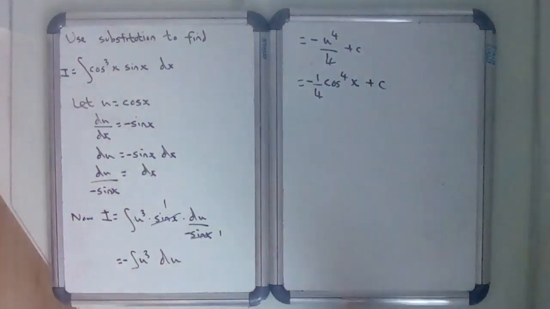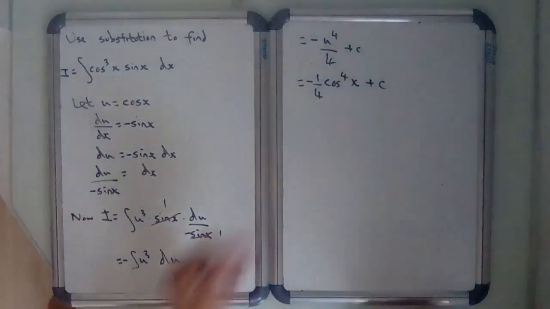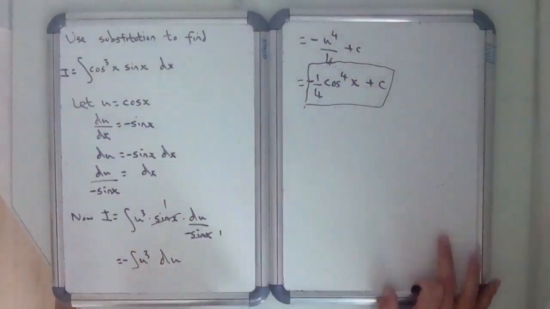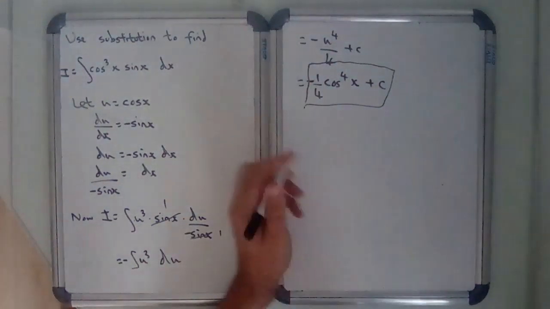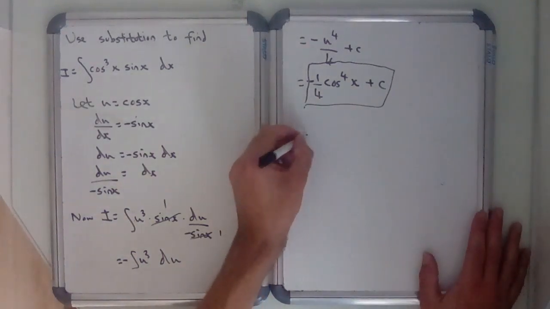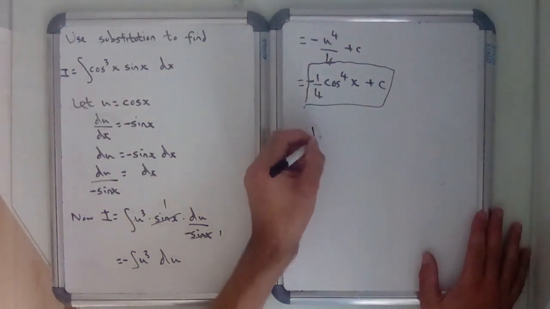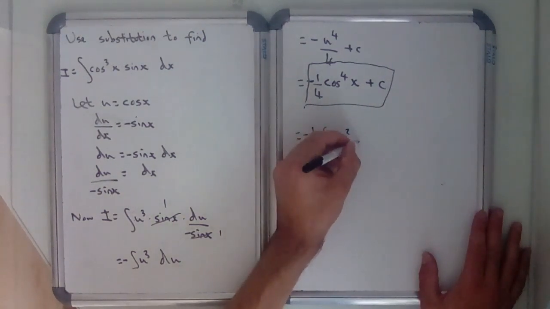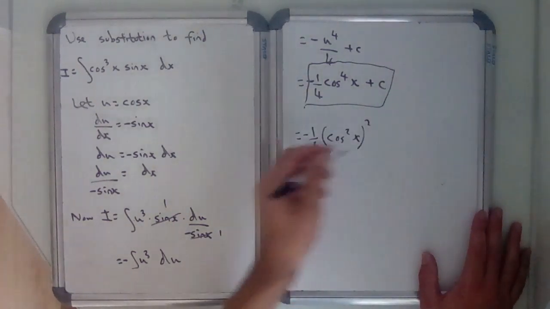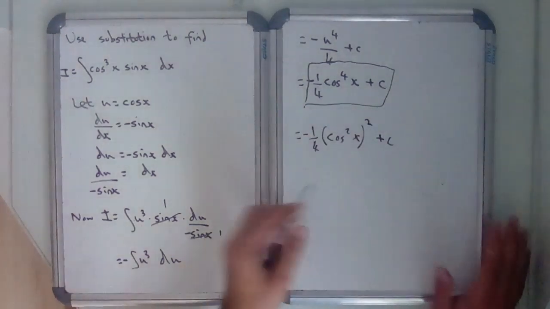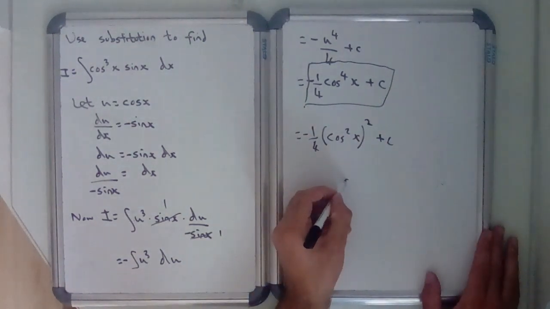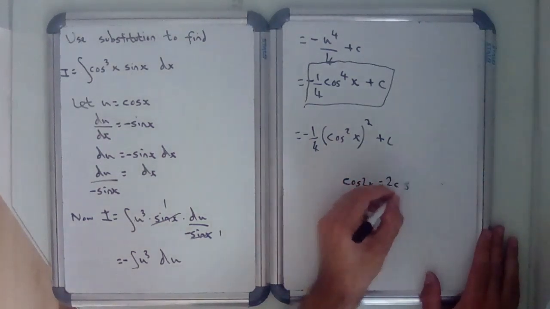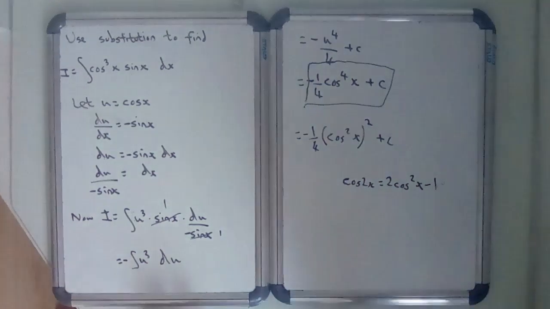Now, I'm going to leave this as my final answer, but just to let you know what I mean. Say you wanted this in a reduced power form, the way you would start that, well, you would say equals minus 1/4, and that cos to the 4 x could be written as cos squared x, all squared, plus c. And then you could use this identity that hopefully you know, that cos 2x equals 2 cos squared x minus 1, and go from there.